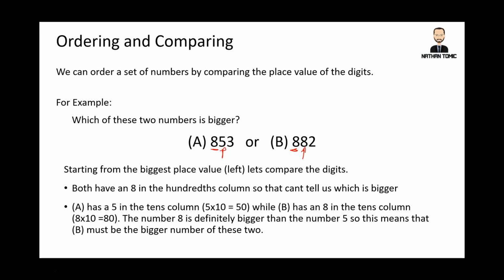In A, we have the number 5, and in B, we have the number 8. And of course, we know that 8 is bigger than 5. So that means that the second number, B, must be the bigger of the two numbers, because the biggest value that we can see a difference in is in the tens column, and that has an 8 compared to a 5.